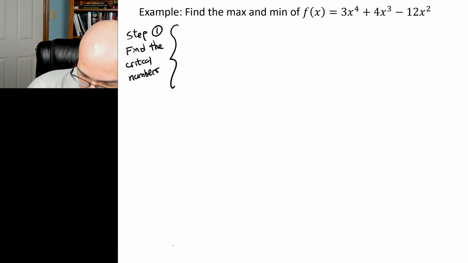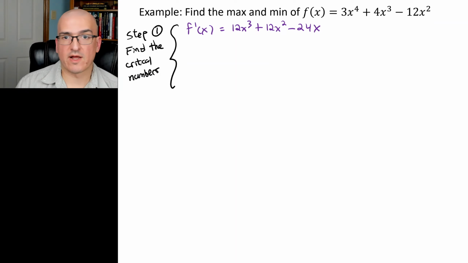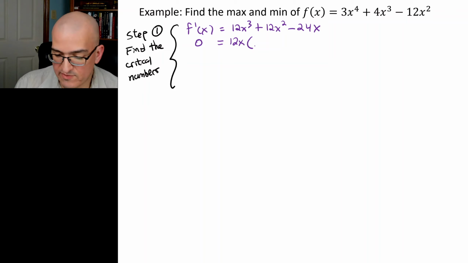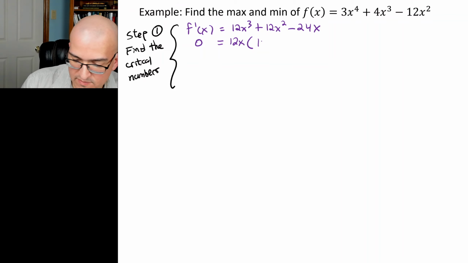So f prime of x, take the derivative, we get 12x to the power of 2. No, it's 12x to the power of 3, sorry, plus 12x to the power of 2 minus 24x. Then we want to find where the tangent line is horizontal, so we set the first derivative equal to 0 and solve for x. On the right hand side, it's wise to factor. I'm going to common factor out a 12. I'm going to common factor out an x, and we're left with x squared plus x minus 2.